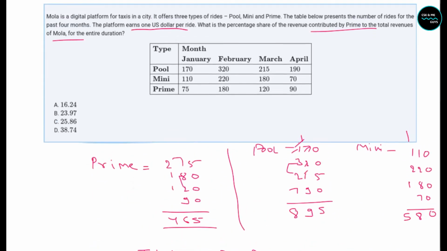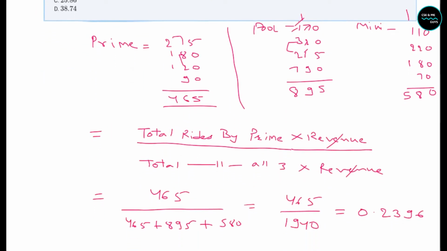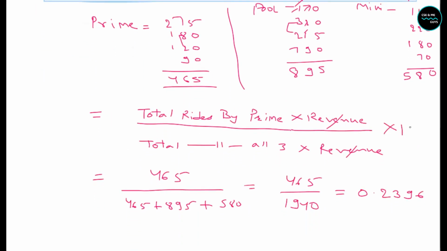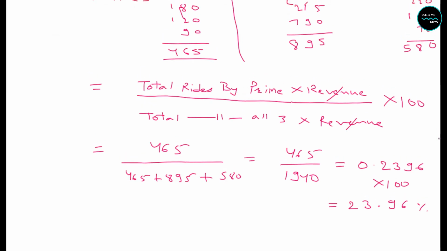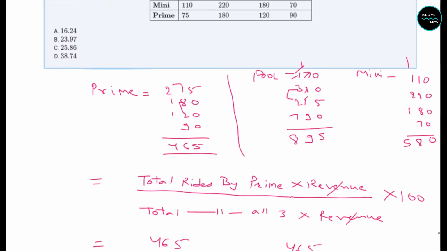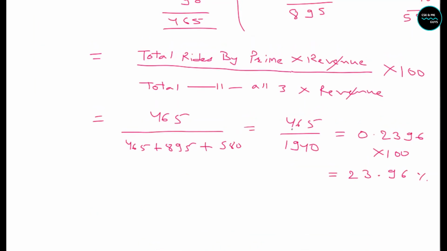Now let's go back to the question. As you can see, the question says what is the percentage share. To find the percentage share, you just need to multiply it by 100. So if you multiply this by 100, we are left with 23.96% of the total revenue. We got 23.96% by Prime.